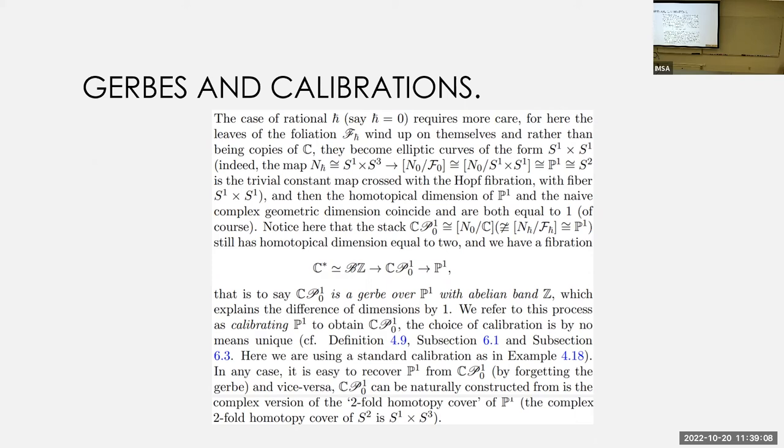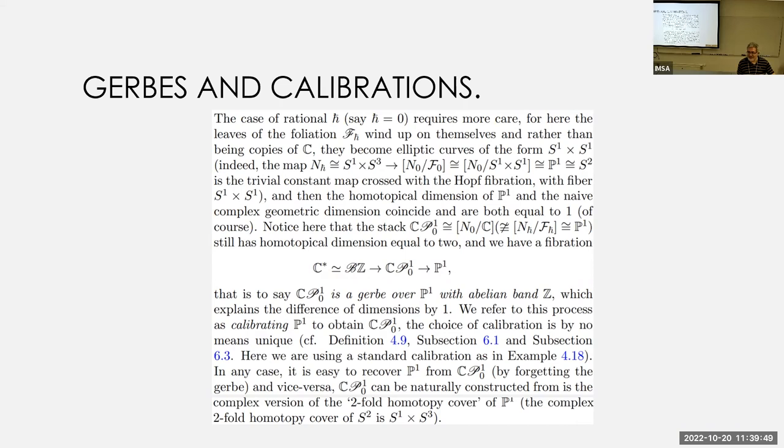It's a twofold homotopy cover. That is to say, the one that I want to put in the moduli space is a gerbe over the classical one, with band Z. We refer to this process as calibrating P1, but calibration is canonical, to obtain CP1 zero. The choice of calibration is by no means unique, but there is a preferred one, the standard calibration. In any case, it's easy to recover P1 from CP1 zero and vice versa. Just the structure of toric varieties allows you to compute the twofold homotopy cover. And that's the gerbe you need.